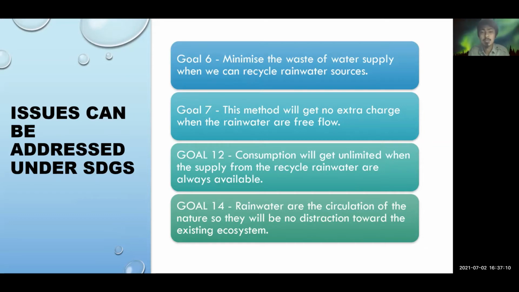And goal number 14 is that rainwater is the circulation of nature, so there will be no disturbance towards the existing ecosystem. Yes, of course, rainwater is one of the unlimited resources, so we can use this source every time we have it, unless it is minimal during the dry season.